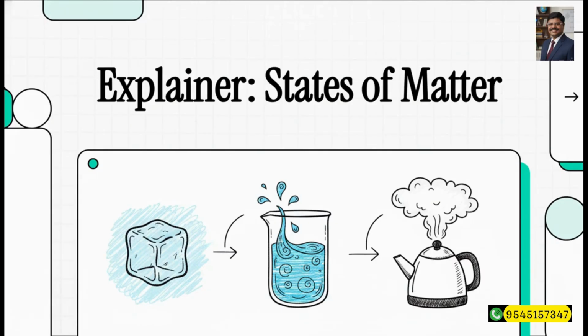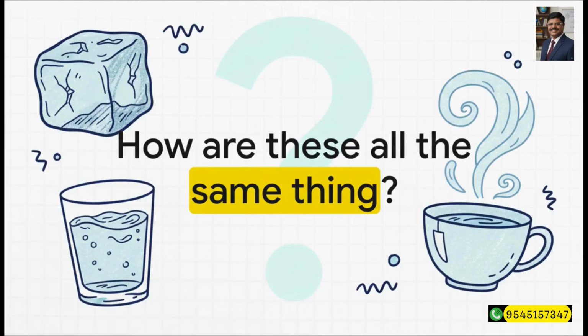Today, we're diving into something really cool in chemistry, something you literally see every single day, the states of matter. Okay, let's kick things off with a little bit of a puzzle. I want you to think about a hard, cold block of ice. Then think about a glass of water you can drink. And finally, that invisible steam that comes off a hot cup of tea. They seem completely different, right? I mean, one is hard, one flows, and one you can't even really see.